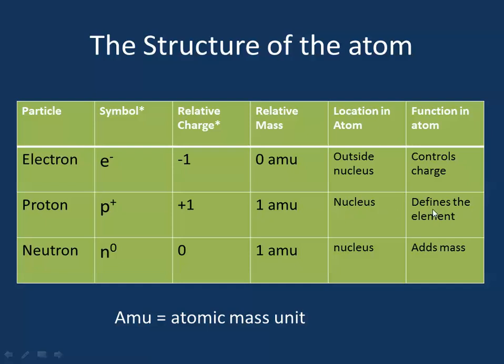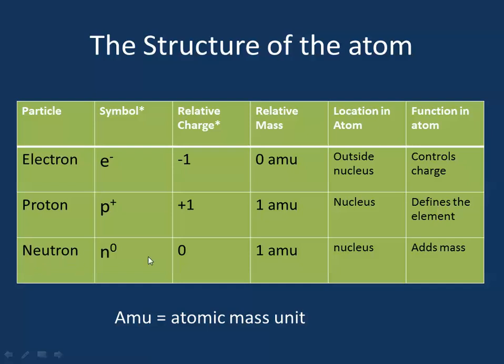So whatever protons an element has, that defines the element. If an element has 8 protons, it's oxygen. If it has 4 protons, it's beryllium. The number of protons will tell you what element it is.